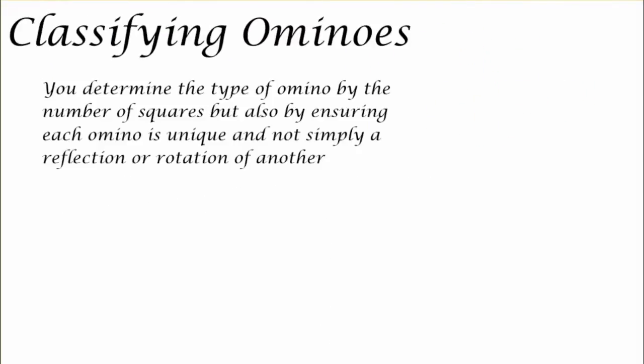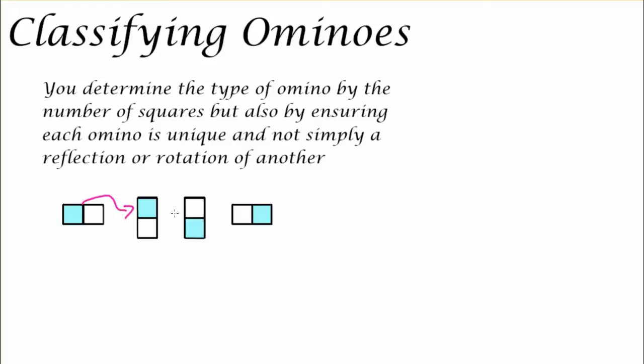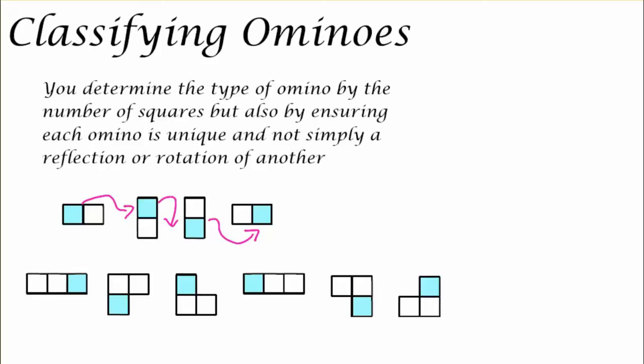Now there are a few important concepts to remember when it comes to classifying ominos. You determine the type of omino by the number of squares, but also by ensuring that each omino is unique and not simply a reflection or rotation of another. Take a look at this particular domino, and look how one square is blue and the other is white. It might be clear to you that I simply turned this domino to make this one, and I flipped that domino to make that one, and then turned this one to make this one also. So at the end of the day, there's only one variation, one type of domino.